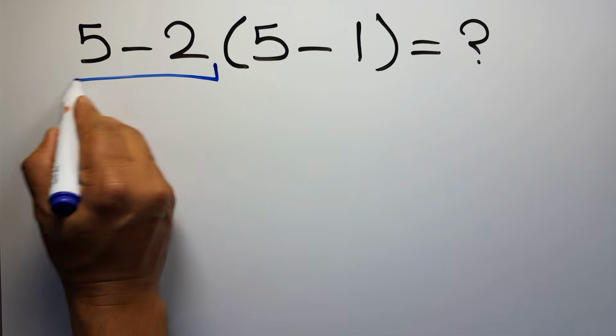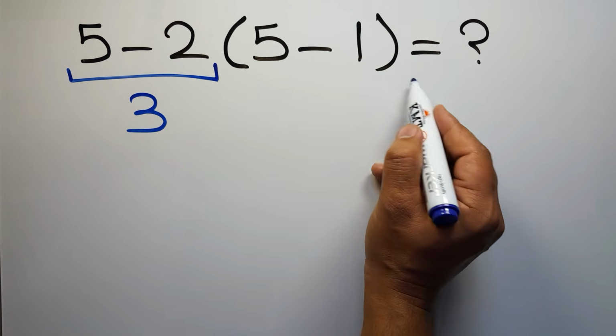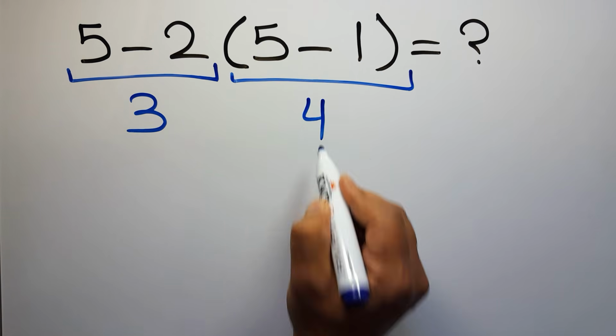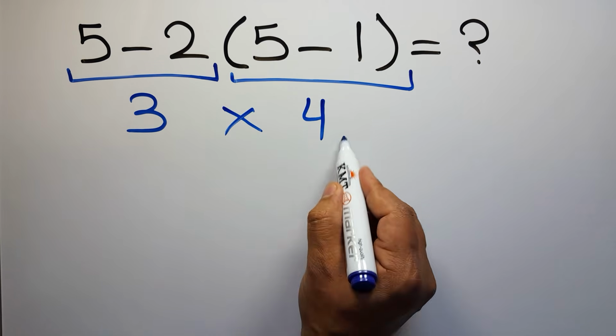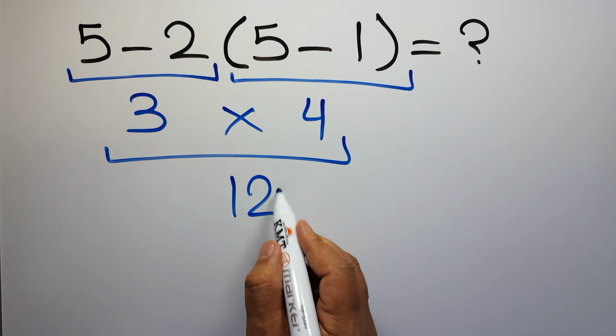5 minus 2 gives us 3. And inside this parentheses, we have 5 minus 1, which equals 4. So we have 3 times 4, which equals 12. But this answer is not correct.